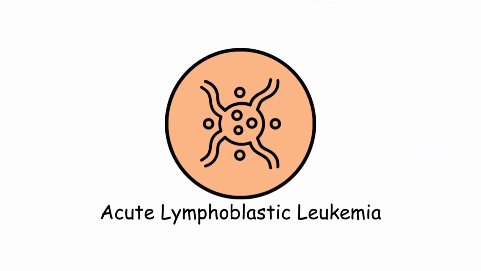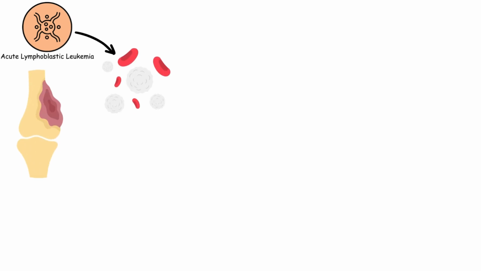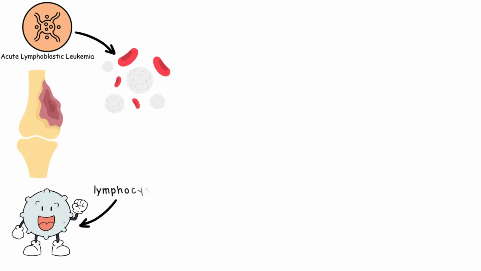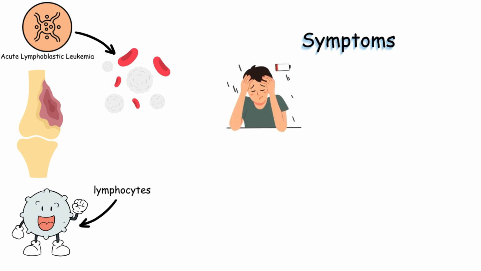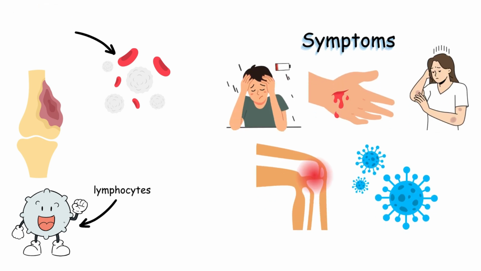Acute lymphoblastic leukemia. Acute lymphoblastic leukemia is a cancer of the blood and bone marrow. It affects white blood cells called lymphocytes. Symptoms include fatigue, easy bruising or bleeding, bone pain, and frequent infections.